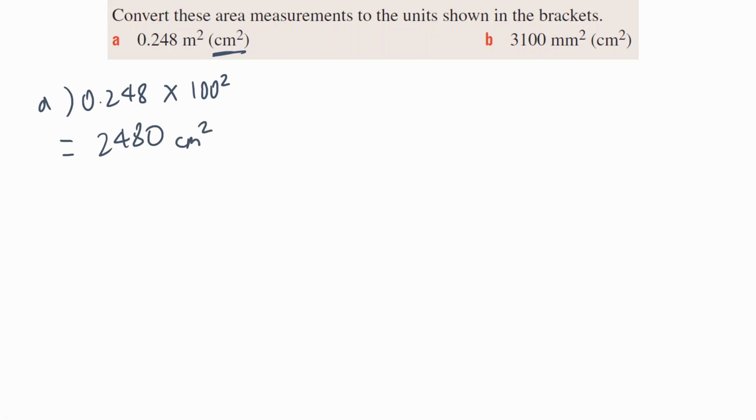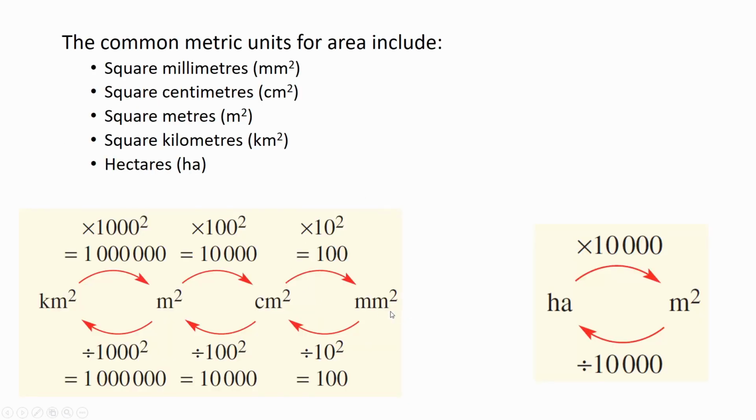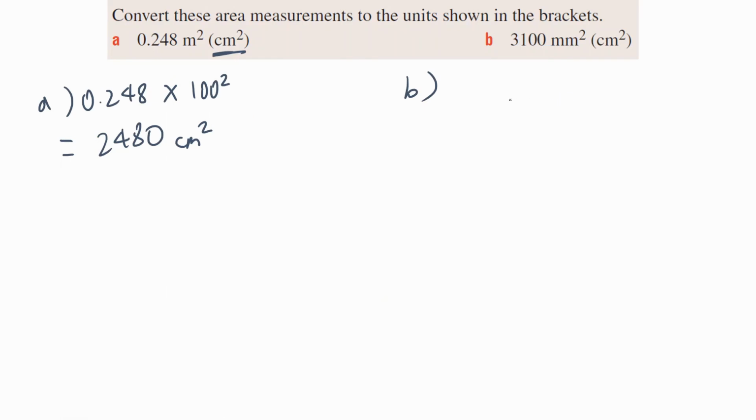And the next one is from millimeters squared to centimeters squared. So we're going the other direction this time. From millimeters squared to centimeters squared, we'll be dividing by 10 squared, or 100. So that's 3,100 divided by 10 squared, which is 3,100 divided by 100. And that will give you a value of 31 centimeters squared.